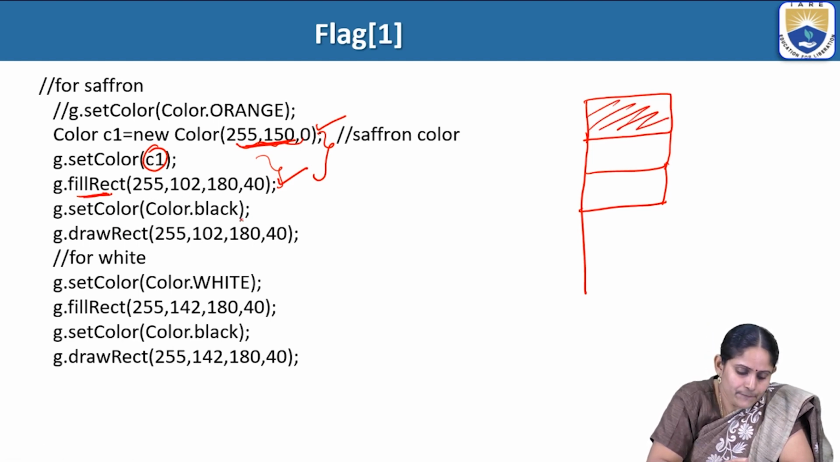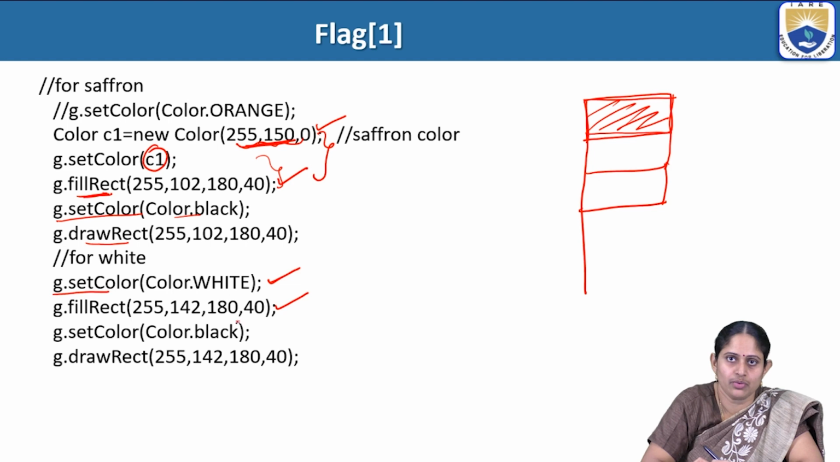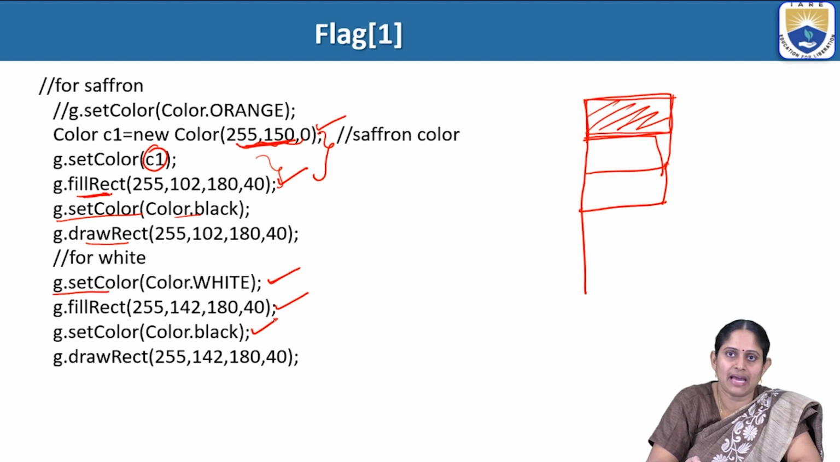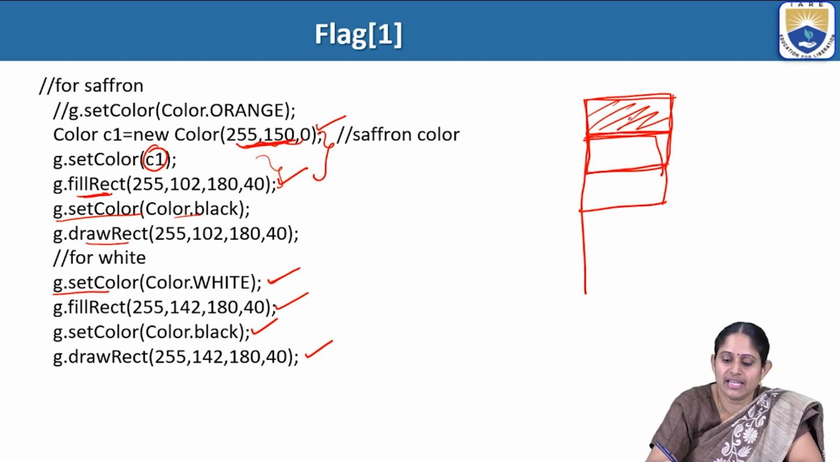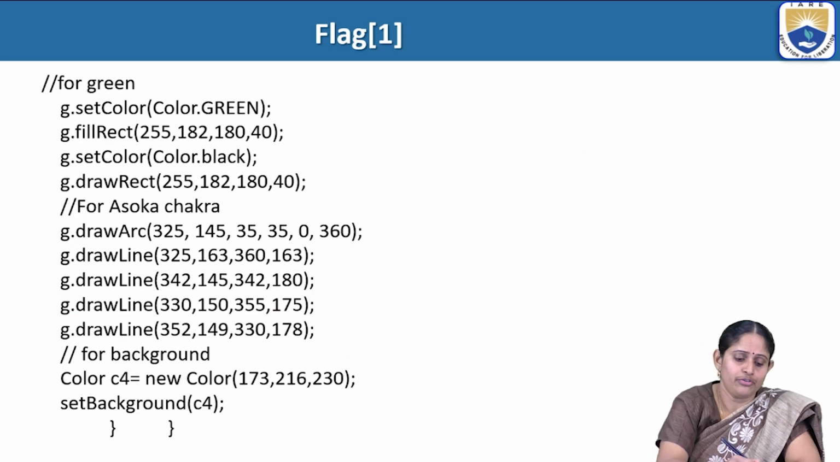Next I am setting the color to black and then draw rectangle. So I will get a border of black color. Next, similarly, we go for white. I'm setting the graphics color, then I'm drawing a fill rectangle. With this, it will draw a white rectangle, and again I'm setting the color to black, and the draw rectangle method is called. So it will set the border of that white rectangle to black. By this time we will get the saffron part of the flag and the white part of the flag.